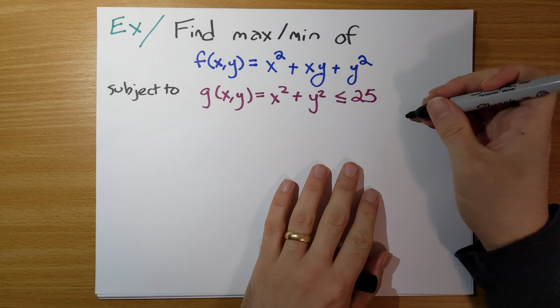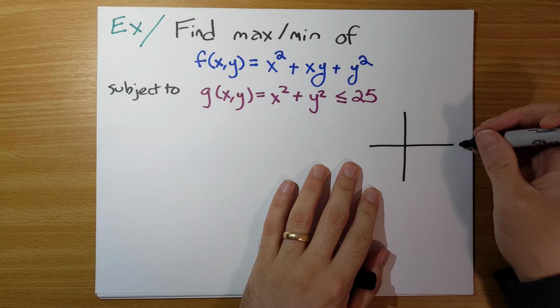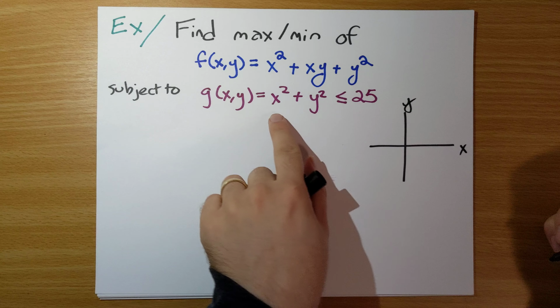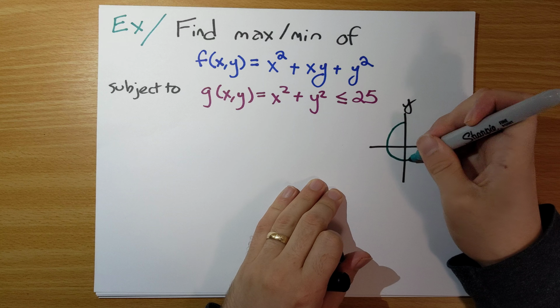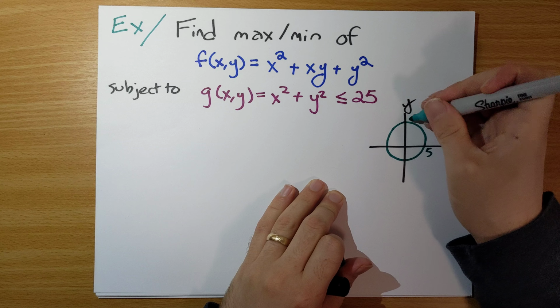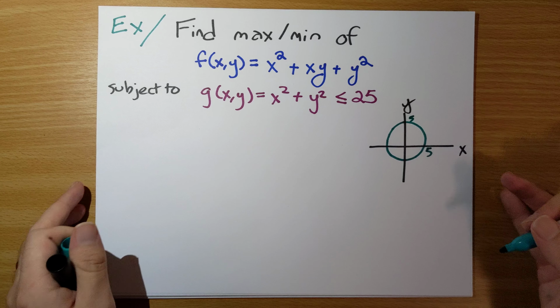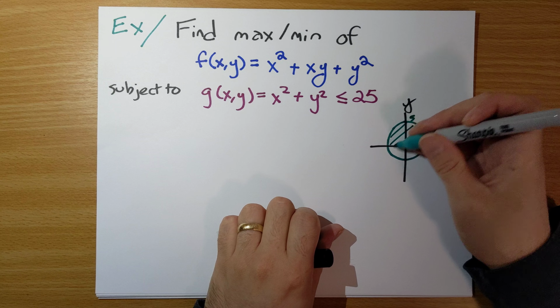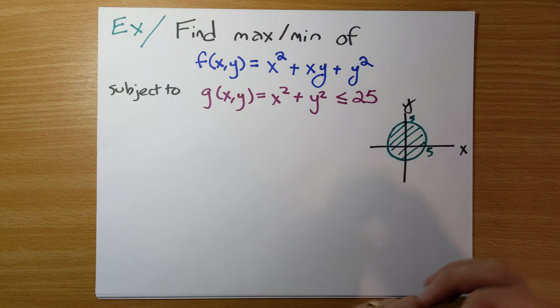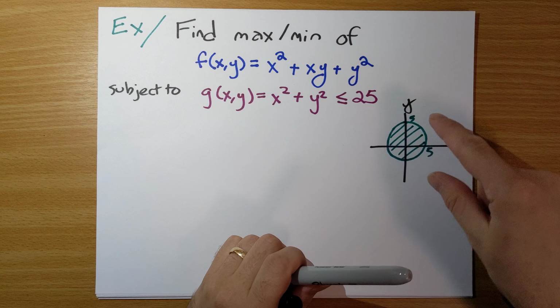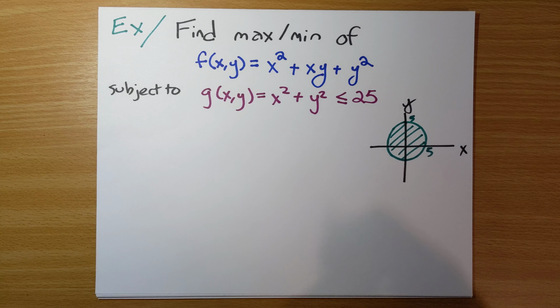Let's just draw a picture here real quick in the xy plane. Of course, x² + y² = 25 would be a circle of radius 5 in the xy plane. x² + y² ≤ 25 is this filled in disk. It's everywhere inside, on the circle itself or inside the circle.